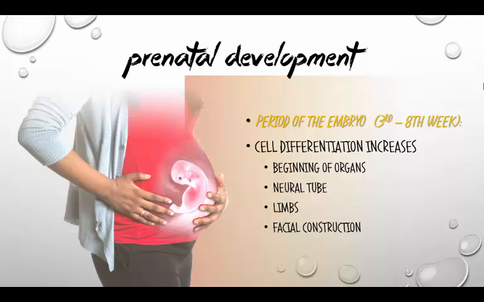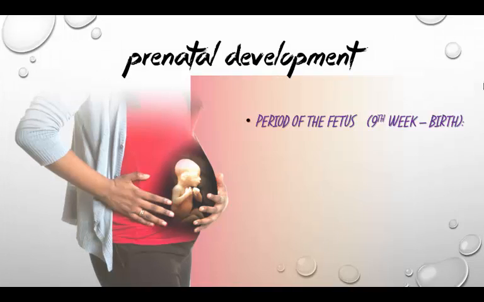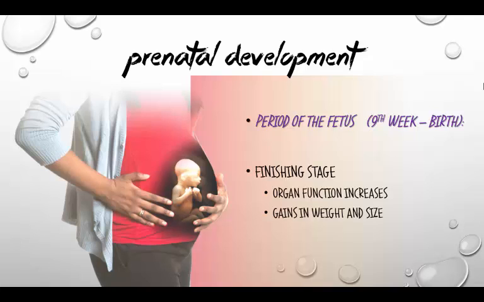Our third and final period is the period of the fetus, and that's from the 9th week until that child is born, and this is called the finishing stage. So the cells continue to specialize. Organs, muscles, skeleton, skin, brain all continue to grow. And in the last few weeks we'll see rapid increases in weight and size, usually about 5 pounds, several inches. So that is our child. That is our soon-to-be-born child.